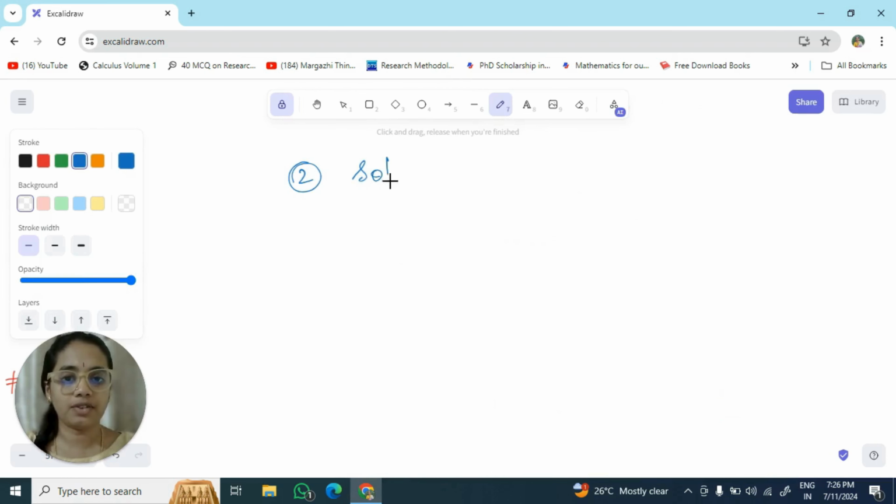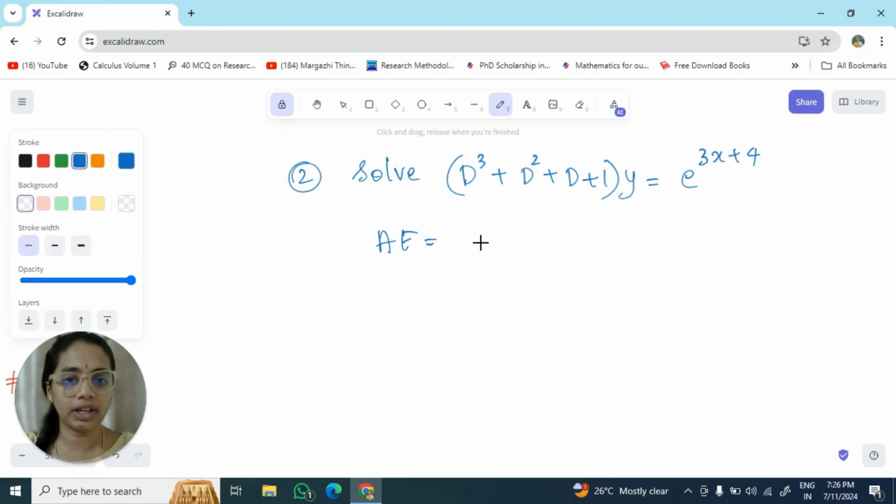Say for example we have to solve d cube plus d square plus d plus 1 whole thing into y is equal to e power 3x plus 4. Okay. Now the same thing, to find the value of y, right? The general solution y, the first step is to find the auxiliary equation, right? We would be getting m cube plus m square plus m plus 1 is equal to 0. This is our auxiliary equation. Yes, in the given question, whatever you have, replace d with m. We have m cube plus m square plus m plus 1.